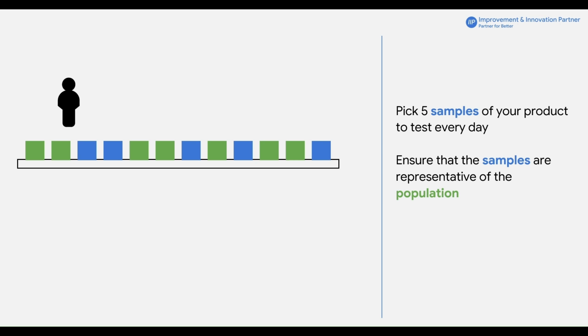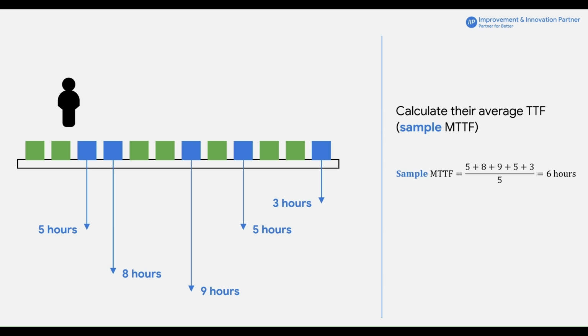Pick 5 samples of your product to test every day. Ensure that the samples are representative of the population. Next, calculate their average time to failure. And when you calculate their average time to failure, it represents the sample mean time to failure. And in this case, the sample mean time to failure is 6 hours.